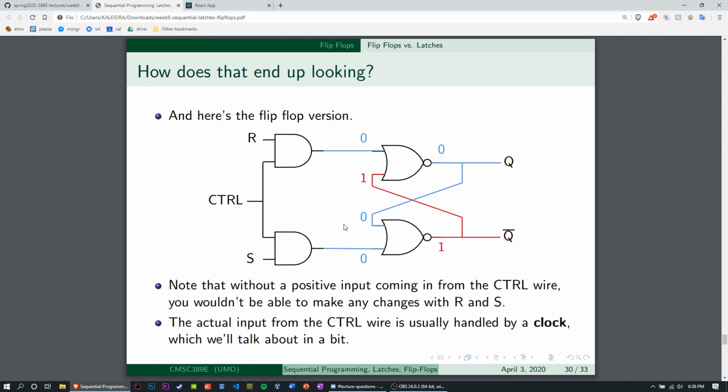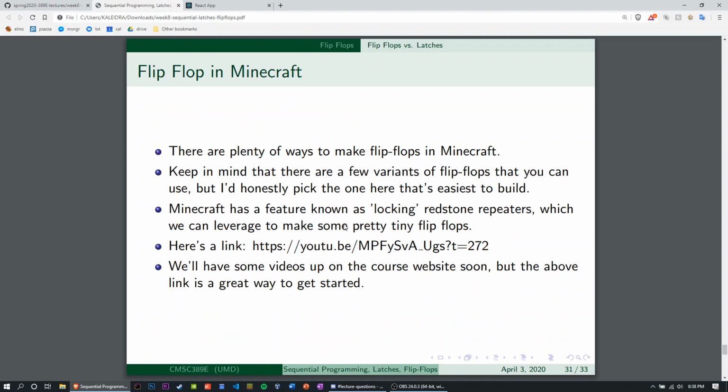Next, you want to make sure that this input from this control wire is handled in an appropriate way, right? So we've got this control wire, but then you might ask, okay, well, how do we get this routine pulse coming out of the control wire? Well, that is handled by a clock, and that is our next slide. But first, we'll talk a little bit about this. There are plenty of ways to make flip-flops in Minecraft, right? Keep in mind that there are a few variants of flip-flops, because since there are a few variants of latches, obviously there will be a few variants of flip-flops, right?